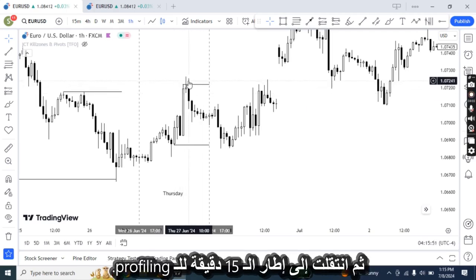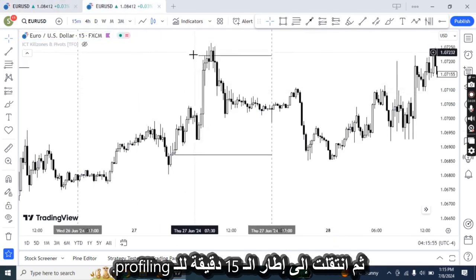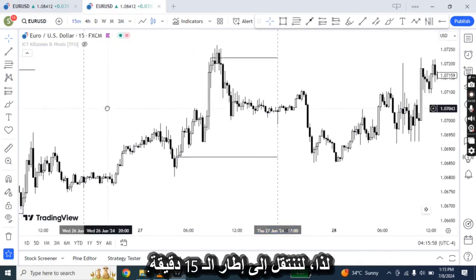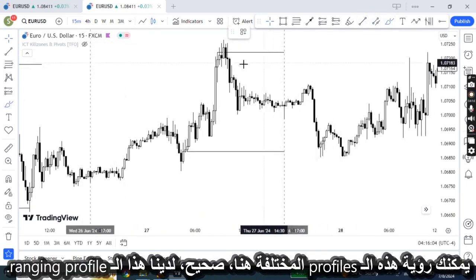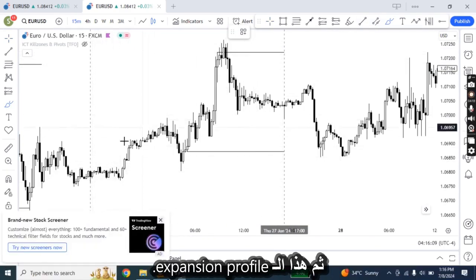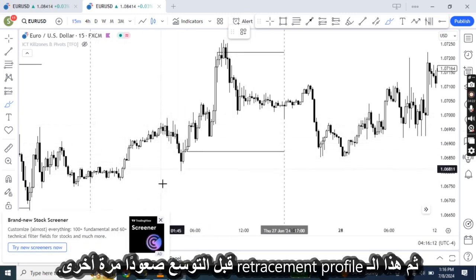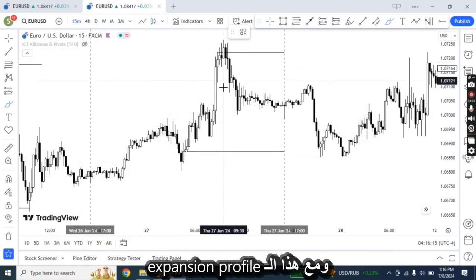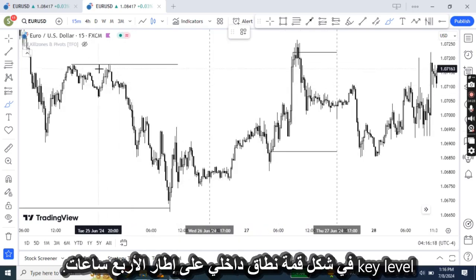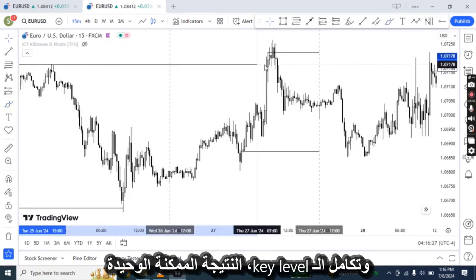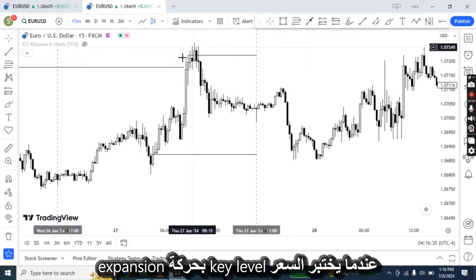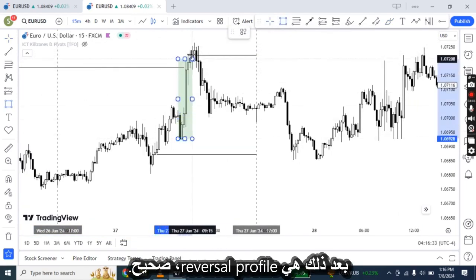Then I moved on to the 15-minute time frame for profiling and entry setup. On the 15-minute, you can see these different profiles here, right? We've got this ranging profile, then this expansion profile, then this retracement profile before expanding higher again. And with this expansion profile right here, the last one, we tested a key level in the form of a 4-hour inside range high. Now based on market profile and the key level integration, the only possible outcome after price tests a key level with an expansion move is a reversal profile, right?